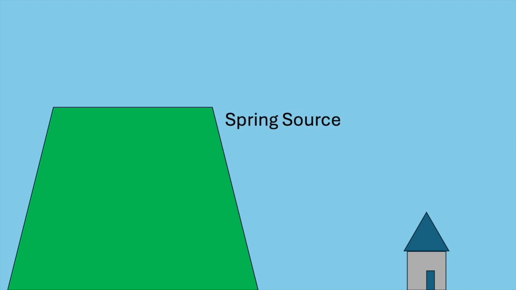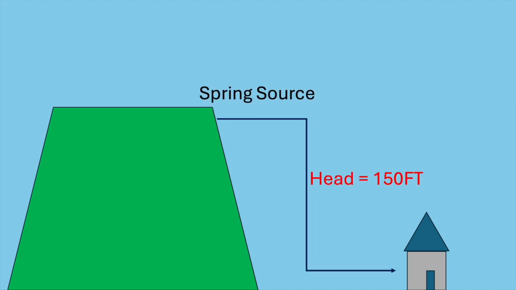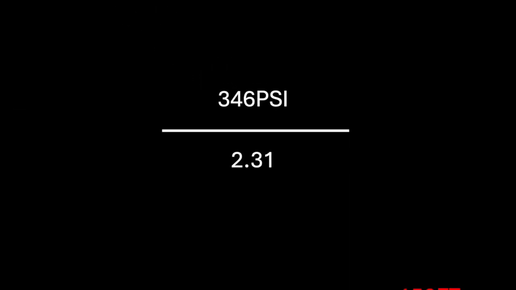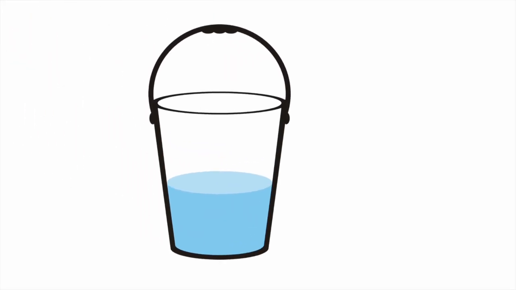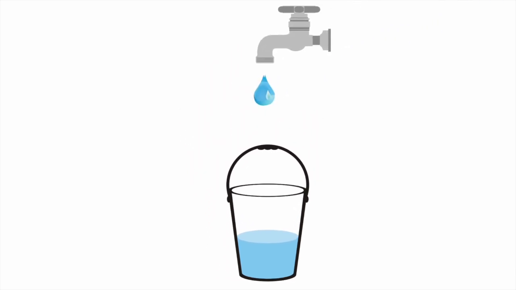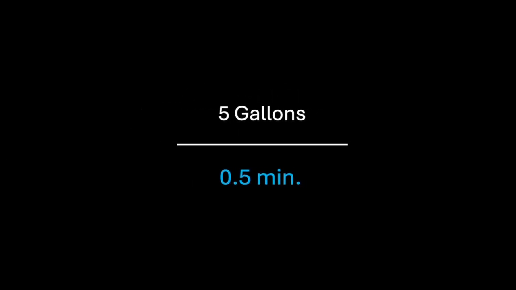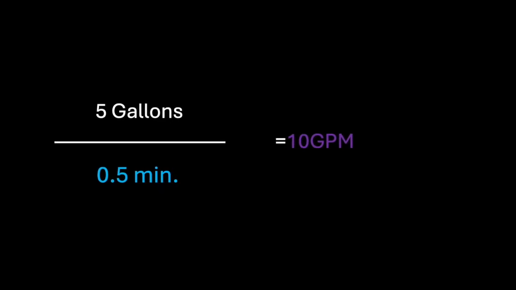Suppose you have a small spring on your property that is at an elevation above your house of roughly 150 feet. You know this because an addition of garden hose PSI ratings comes to 346 PSI. Dividing 346 by 2.31 gives you 150 feet of elevation, or your head value. You fill a 5-gallon bucket with the source, and it takes 30 seconds to fill free-flowing. Using our flow rate equation, we divide 30 by 60 to get 0.5 minutes. Then we take the 5 gallons and divide it by 0.5 minutes to get 10 gallons per minute.